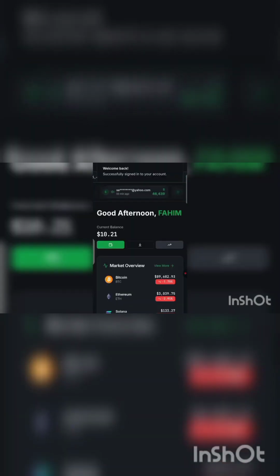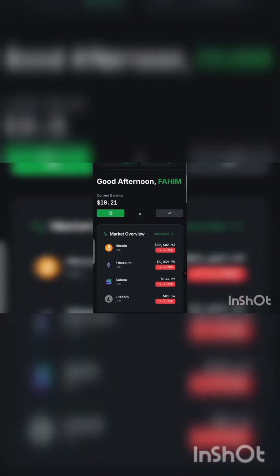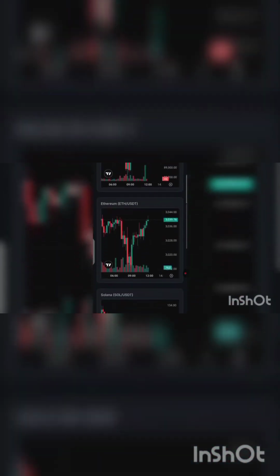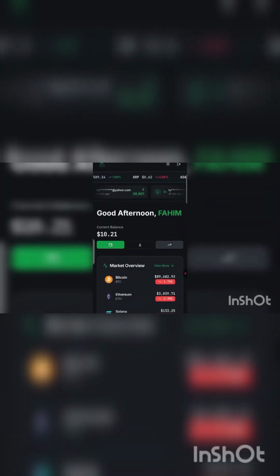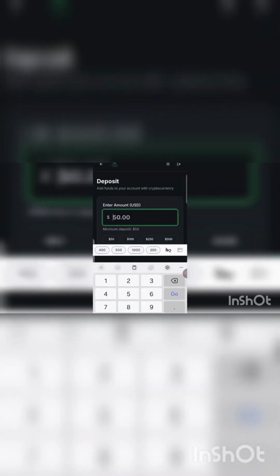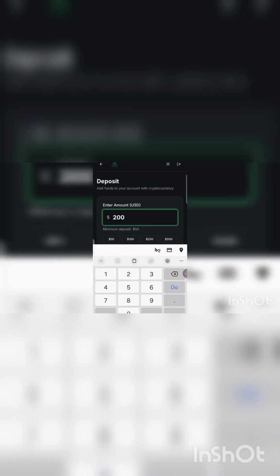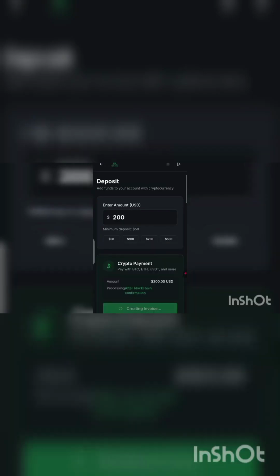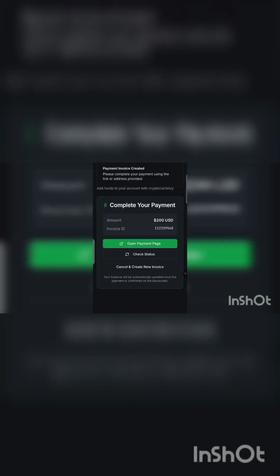So this is my account, and if you take a look at this particular place, you see that I currently have a balance of 10 USD. You can see there is BTC here and other coins. So I'm going to make a deposit from my Bybit to this place. I'm going to be putting 200 USDT.